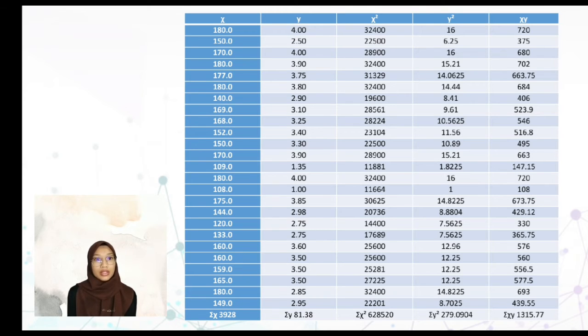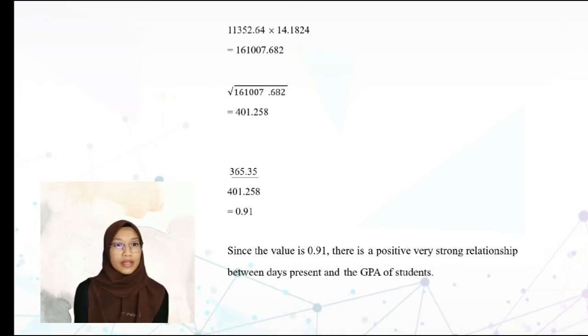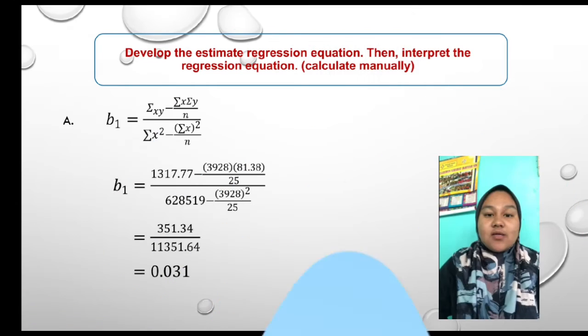So, this is the data in the table we already calculated. From the data in the table, we enter it in the formula of Pearson's product moment correlation and do the calculation step by step. Next, the final answer is 0.91. What we can conclude is that since the value is 0.91, there is a positive, very strong relationship between days present and the GPA of students.